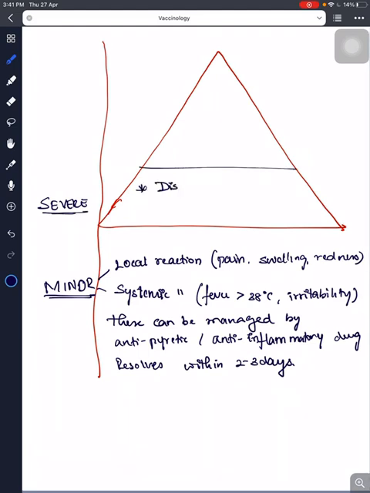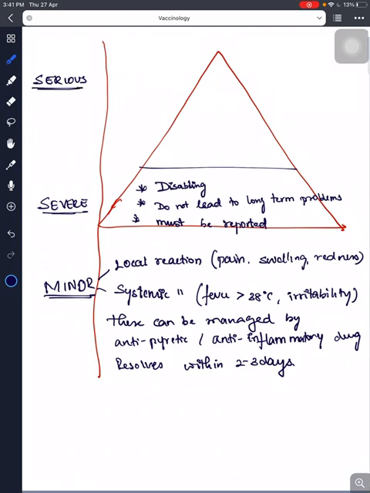The second one is severe. Severe can be a disabling one, but it does not lead to long-term problems. But this must be immediately reported.